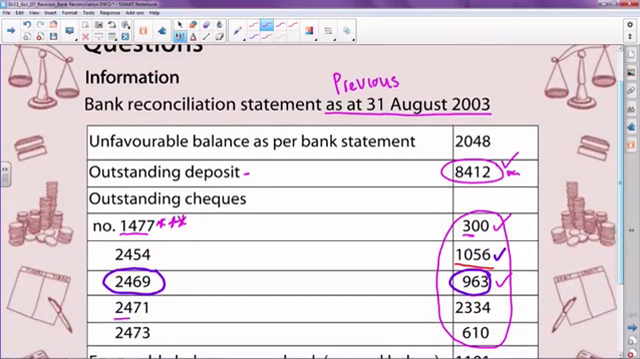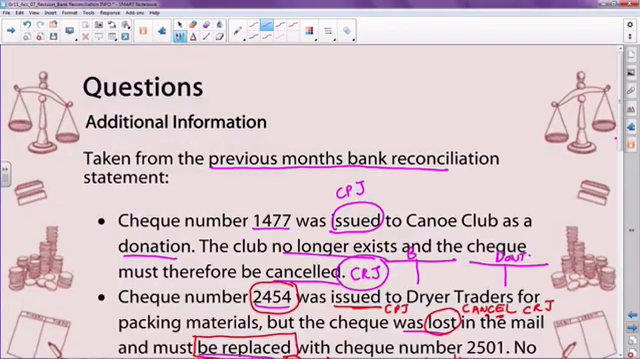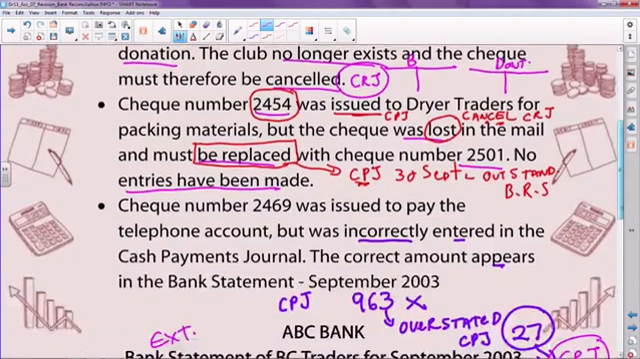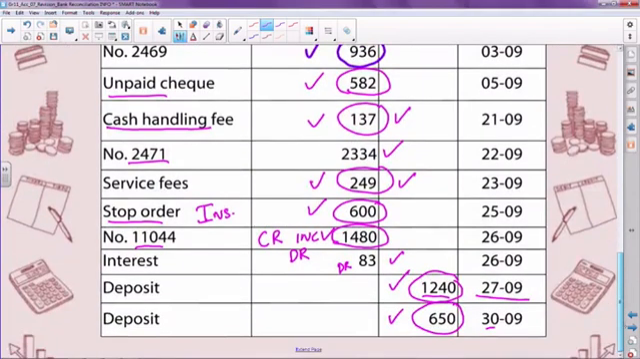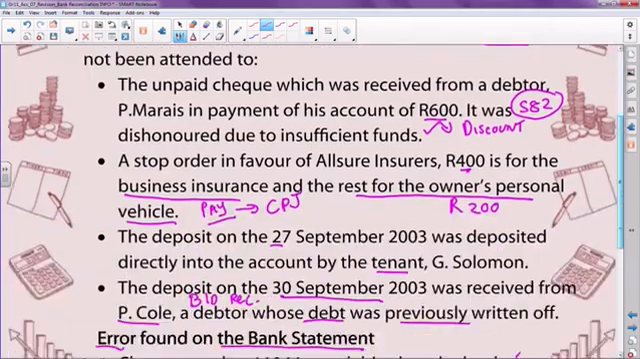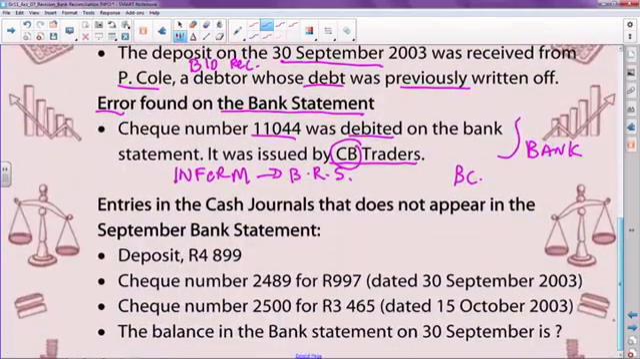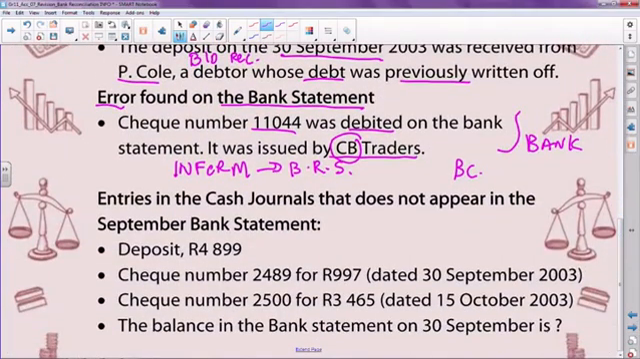So in the previous month it was outstanding. It now has been cashed. So all I have to do is tick the amount. I'm not going to record it because it's already recorded. Everything on this bank statement is now ticked. So what's left for me to do? All I've got to now do is add up. And the rest of the information I'm going to deal with on my actual bank recon statement. So let's do that.